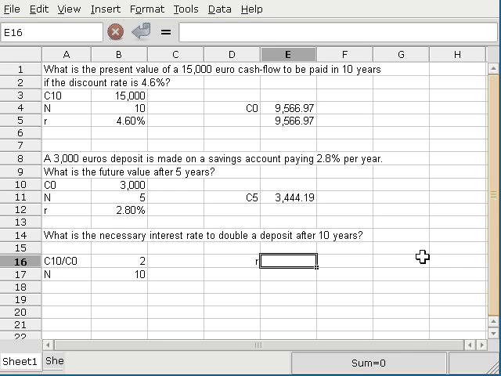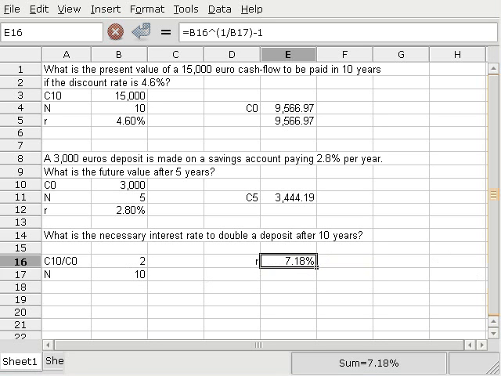Now let's apply our formula. Then we have the ratio to the power of 1 over number of years minus 1. It gives 7.18%.